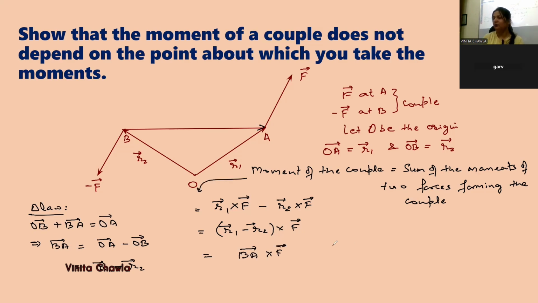You can see that this BA cross F is independent of O. It does not depend upon the reference frame we have taken. It only depends upon this length BA between the two forces. It is independent of O, about which we had taken the moment of the couple.